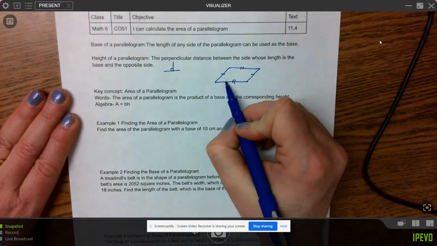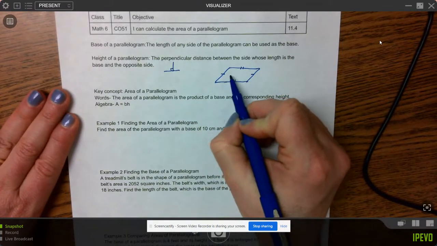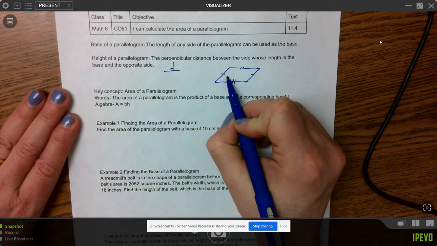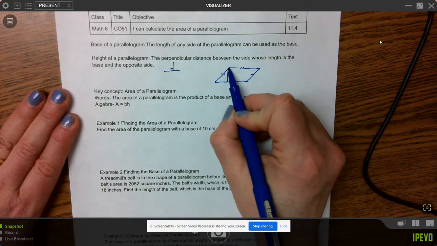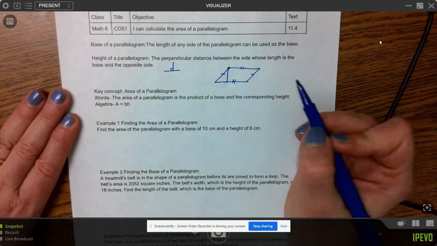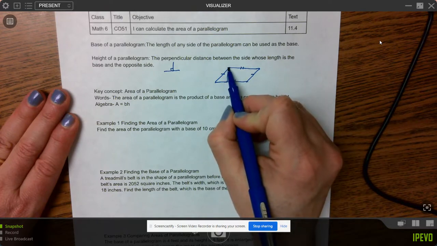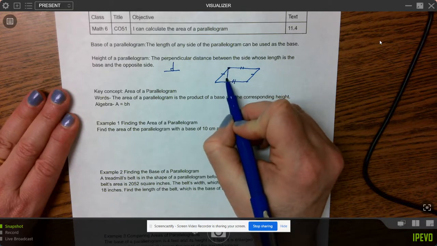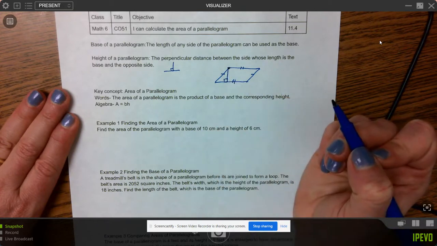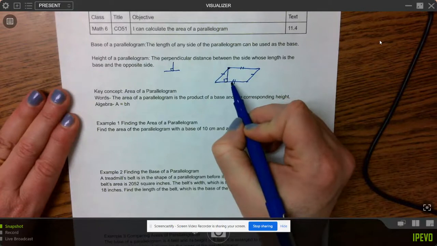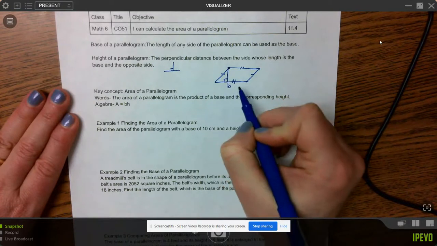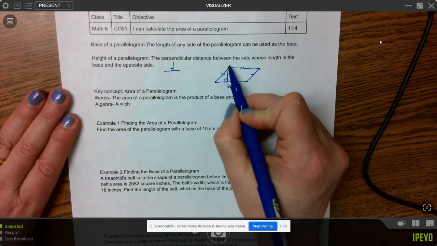So if we call the bottom line our base, we go straight up to where that vertex is, where our top line and our bottom line connect with that perpendicular line. We have a right angle that forms here because it's perpendicular. So our base would be down here, and our height is it going up.